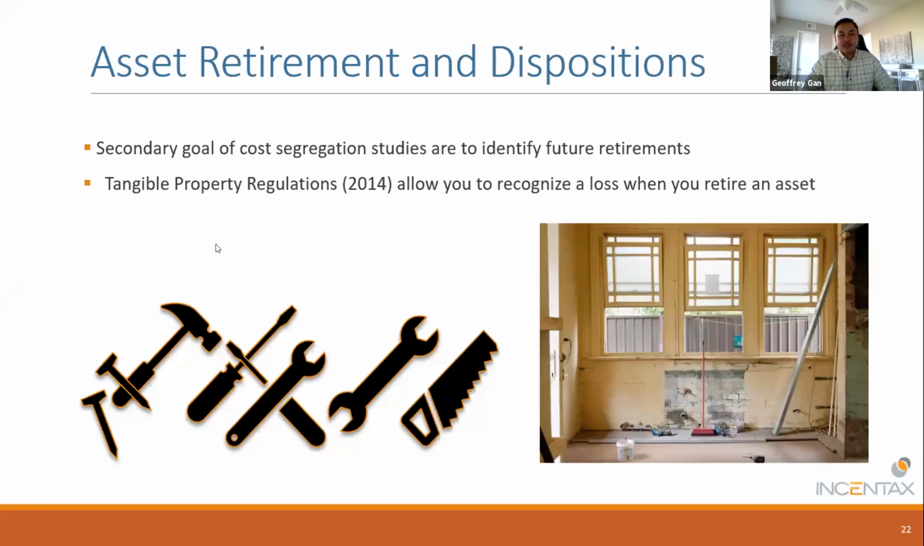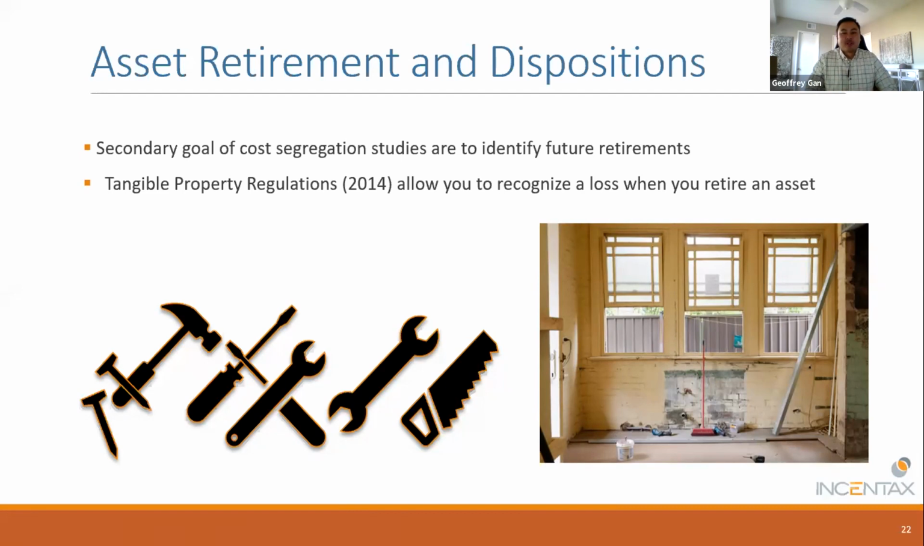All right, so we're going to talk about some secondary benefits of cost seg studies. We all hopefully by now know what the main benefit is: by shortening the tax life, you're getting a bigger deduction in the short term. The secondary benefit that's often overlooked is something called asset retirements or dispositions.